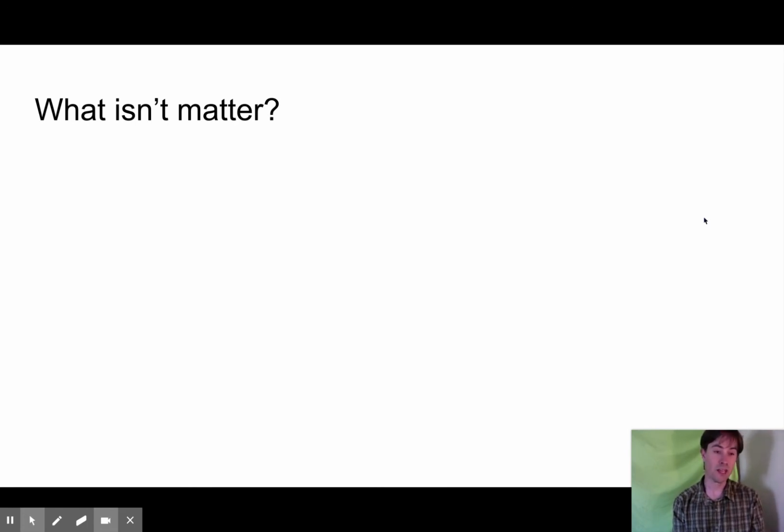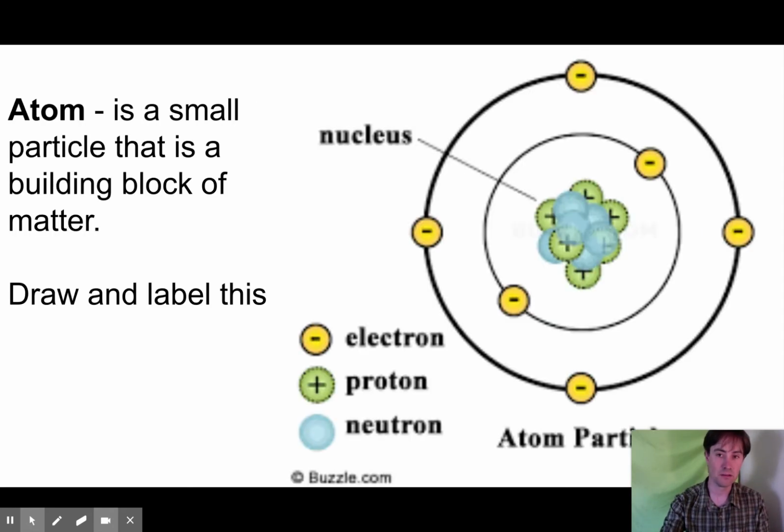Matter is made up of atoms. Is light made up of atoms? No, light is not made up of atoms. Light is energy. And space without matter in it, space without atoms in it, is not matter. It has to have the atoms in there to make it matter.